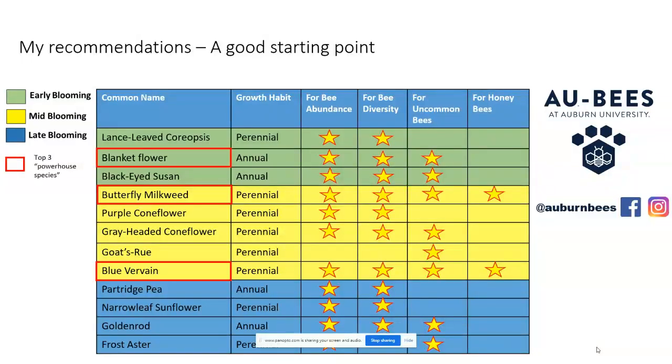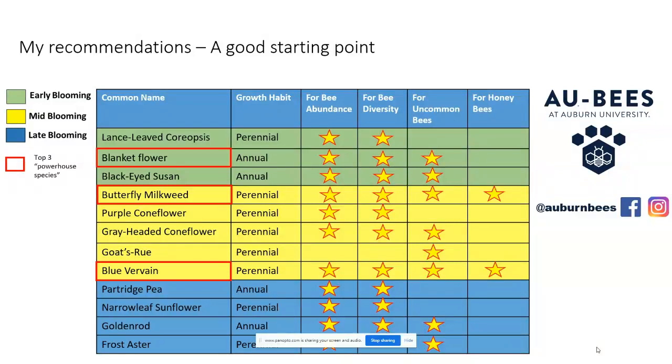Now, if you're interested in attracting, say, uncommon bees, the ones that are starred in that column right there: blanket flower, black-eyed Susan, butterfly milkweed, gray-headed coneflower, goat's rue, blue vervain, goldenrod, and frost aster. Those are really good species to attract uncommon bees. And then lastly, for people that are interested in attracting honeybees into their wildflower meadows, butterfly milkweed and blue vervain are great because they produce copious amounts of nectar that honeybees will readily visit and collect.